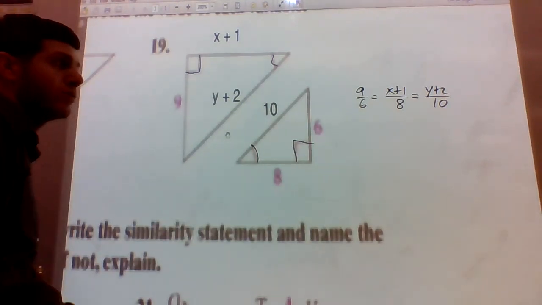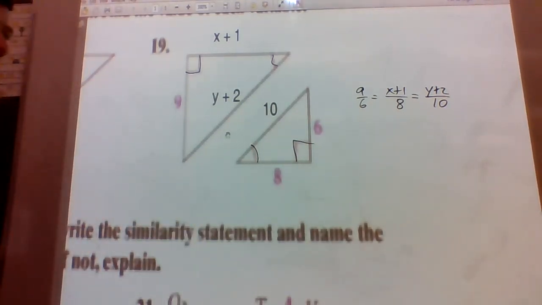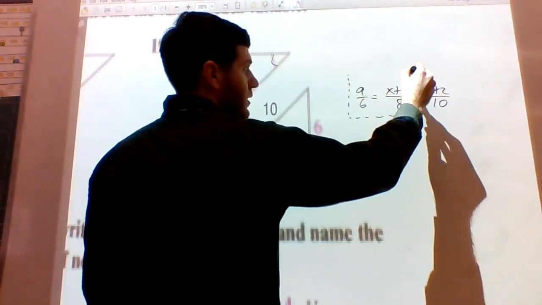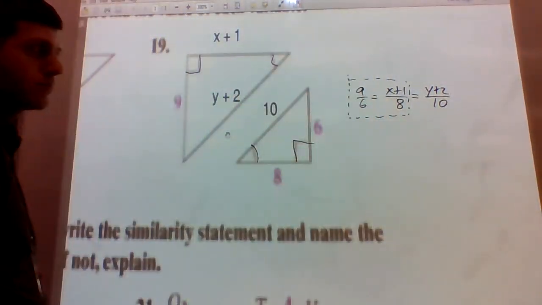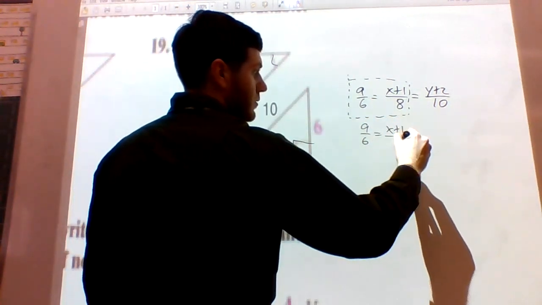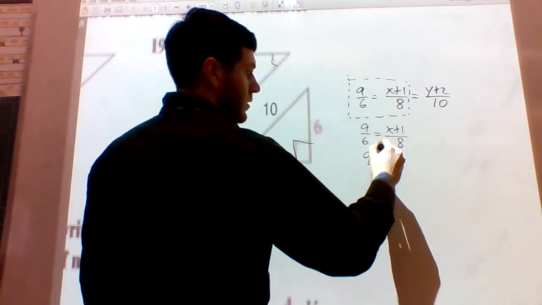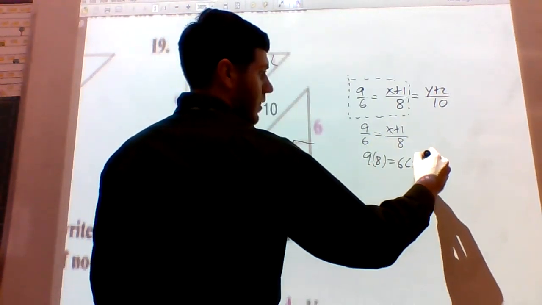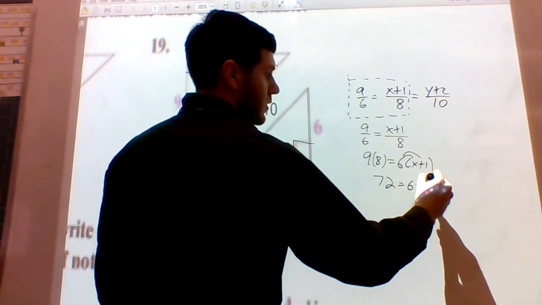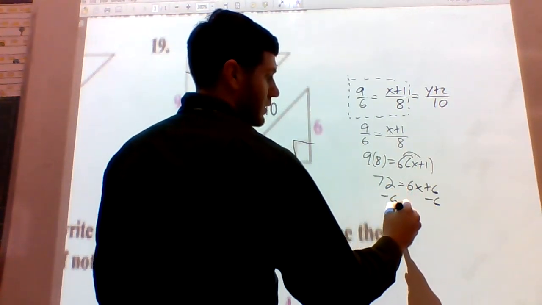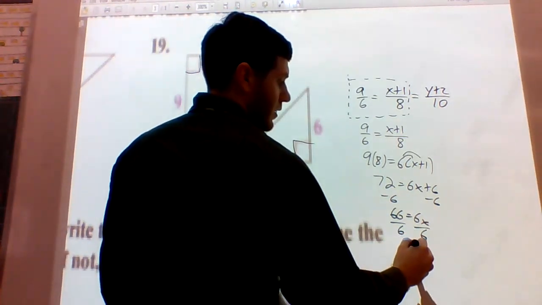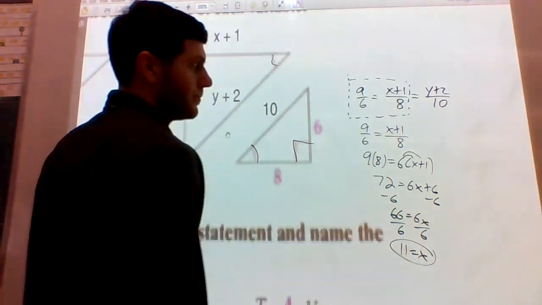We don't want to have two variables with one equation. If we can get one equation with one variable, that's ideal. So we can use the first two ratios, 9 over 6 and x plus 1 over 8. Cross multiply. We get 72 equals 6, and we've got to distribute, so 6x plus 6. Subtract 6 from both sides, and then divide by 6, and we get x equals 11.